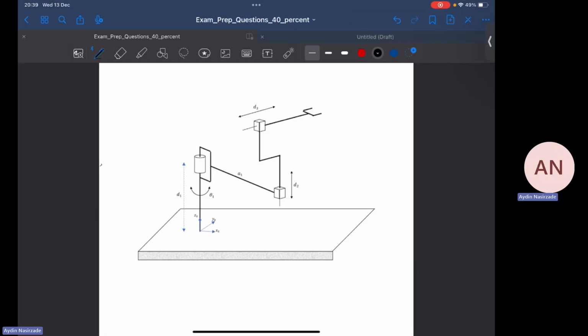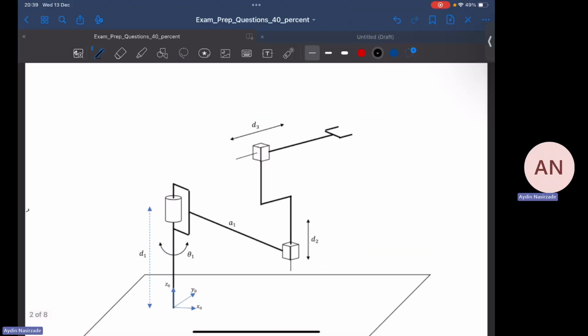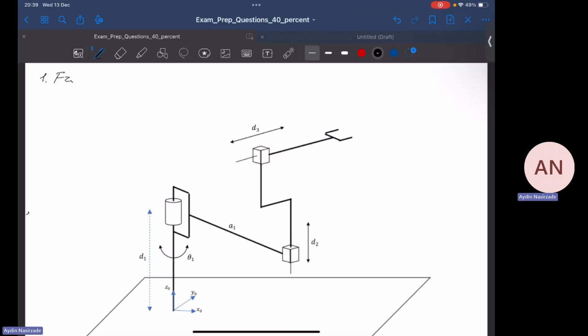The task in this particular question is going to be one, frame assignment, then the DH parameter table. Then we are going to find the Jacobian matrix. And last, we will be analyzing the singularity points. So 4 questions. Let's start with frame assignment.